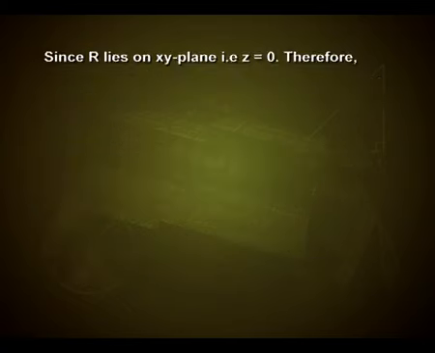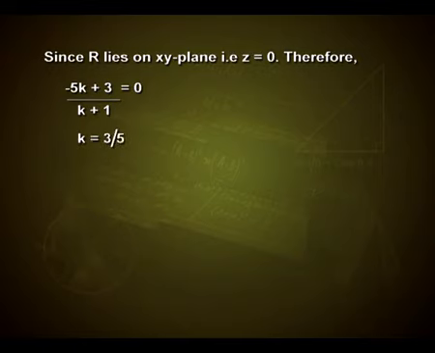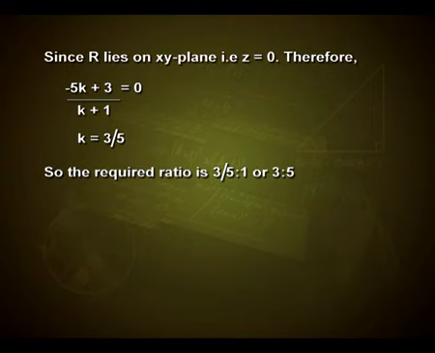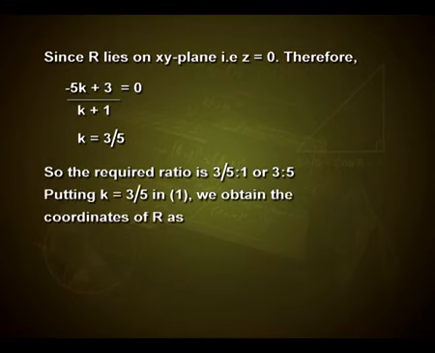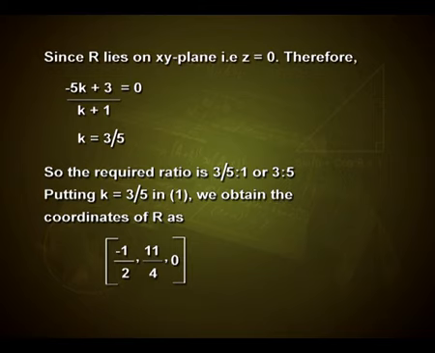Since R lies on xy plane, that is z is equal to 0, therefore, we can equate it as (-5k plus 3) upon (k plus 1) is equal to 0, which on solution will give us k is equal to 3 upon 5. So, the required ratio is 3 upon 5 is to 1 or 3 is to 5. Putting k is equal to 3 upon 5 in 1, we obtain the coordinates of R as (-1/2, 11/4, 0).